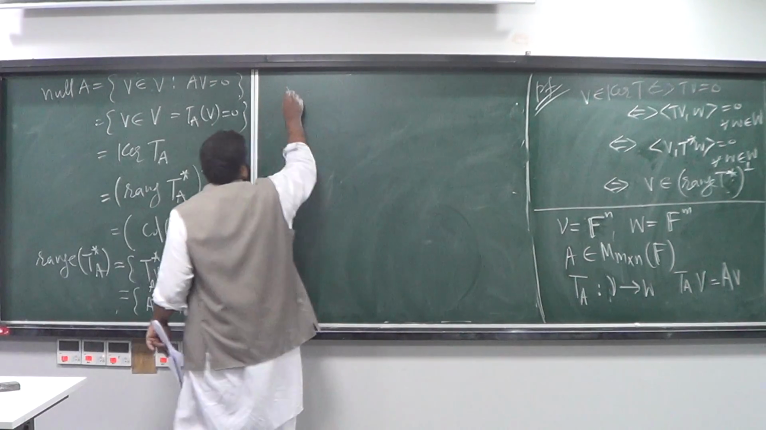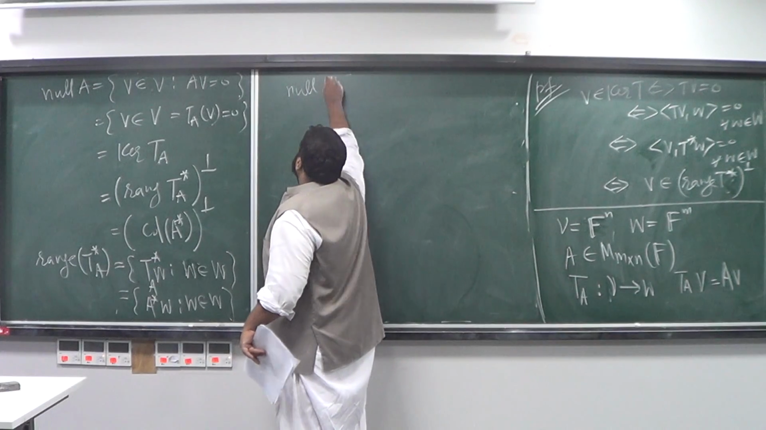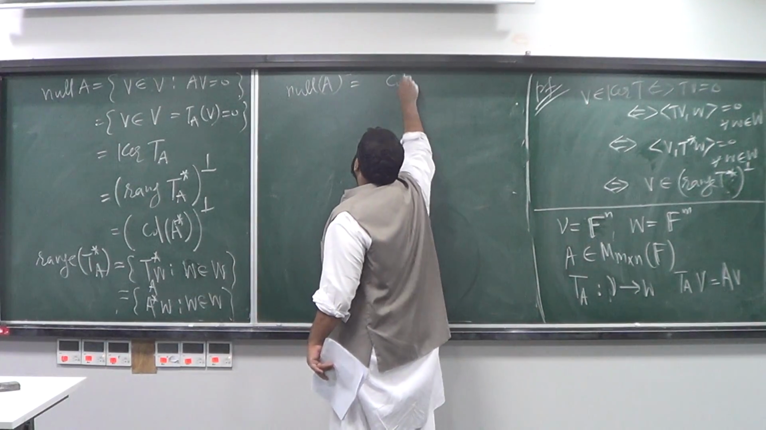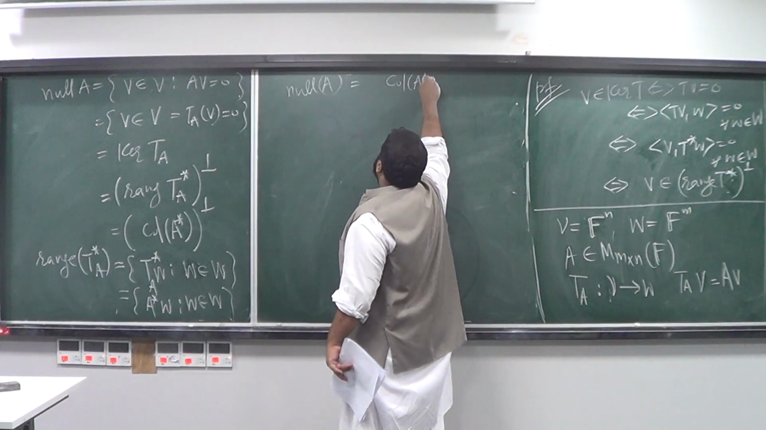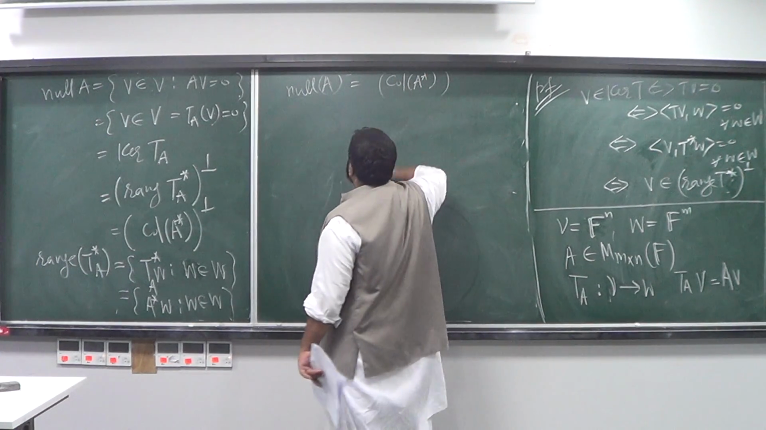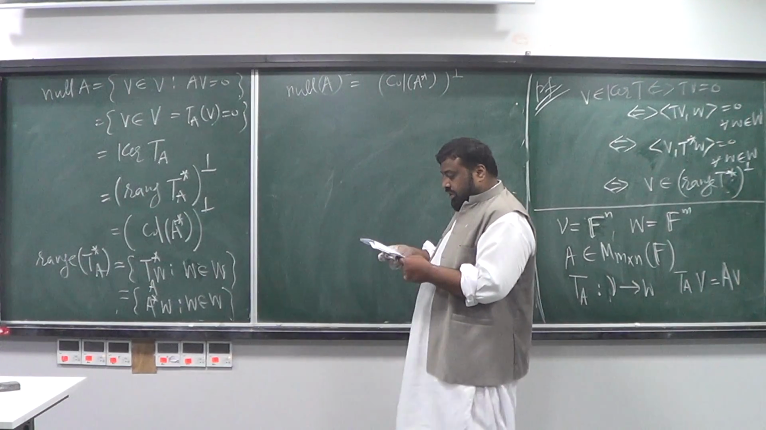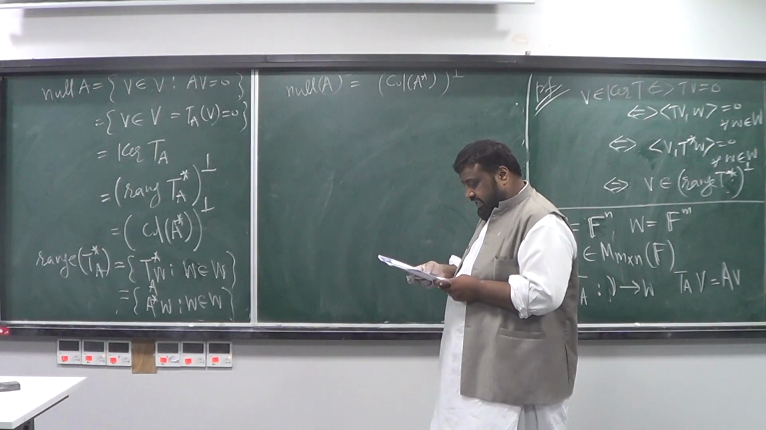So what did we show? That the null space of A is really equal to the perp of the column space of the conjugate transpose of the matrix A. Okay? Consider its perp.